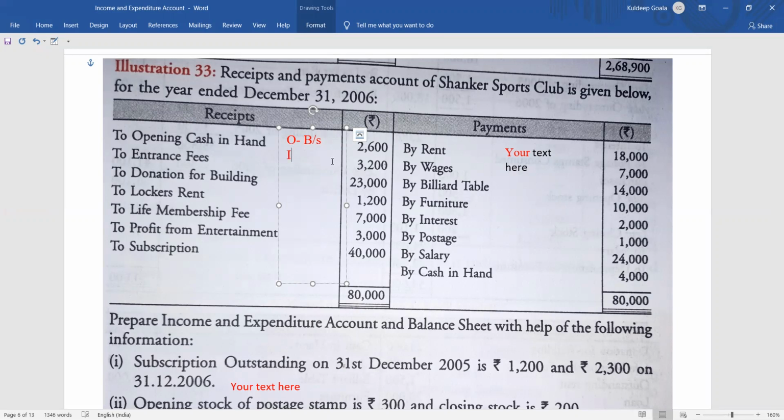Then the next item, entrance fees. It will go in the income and expenditure account credit side. That is the income side, correct? Then coming to the next one, donation for building. It is a specific donation, right? So specific donation will go to the balance sheet, isn't it? It will go in the balance sheet liability side.